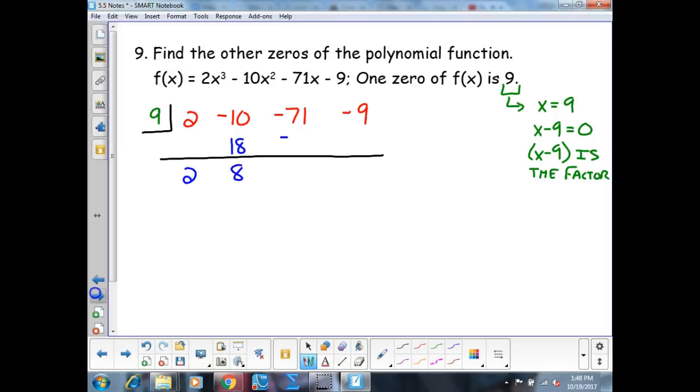Multiply, and that's a positive number. Add, and then I change the sign. Multiply. I like to circle it, lets me know I've changed it. Add. And the difference is 140.